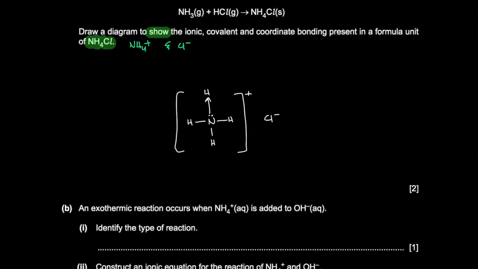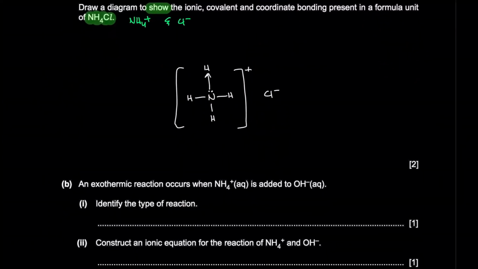Okay. An exothermic reaction occurs when ammonium is added to hydroxide. Identify the type of reaction. Ammonium is an acid, right? It's a proton donor. Hydroxide is a base. It's an acid-base reaction.